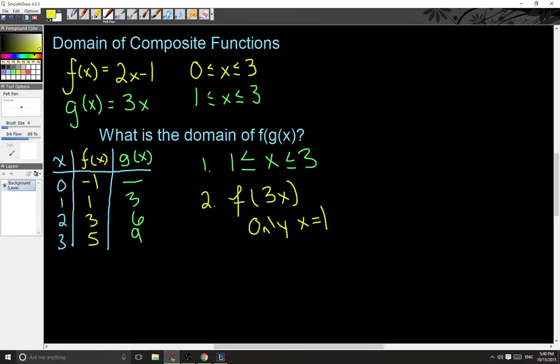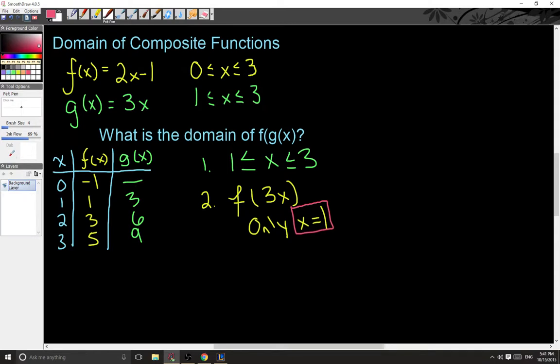And so basically what we did is we did this step, and then we took what we knew about this information and then filtered it through here, and we found out only x equals 1 will work. And so actually this ends up being our domain. Our domain is actually just a single point in this case. It's just x equals 1.